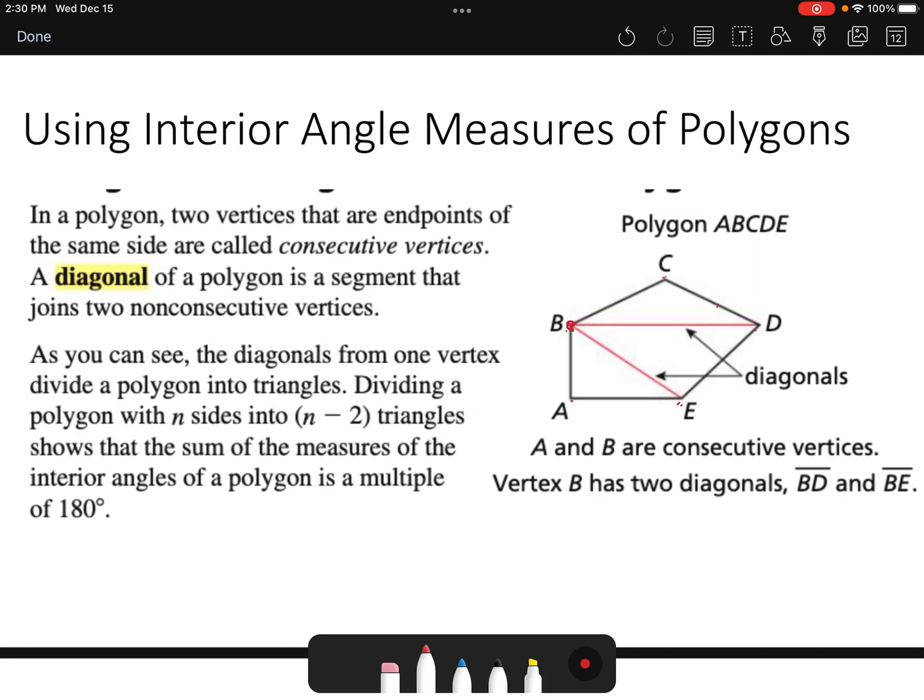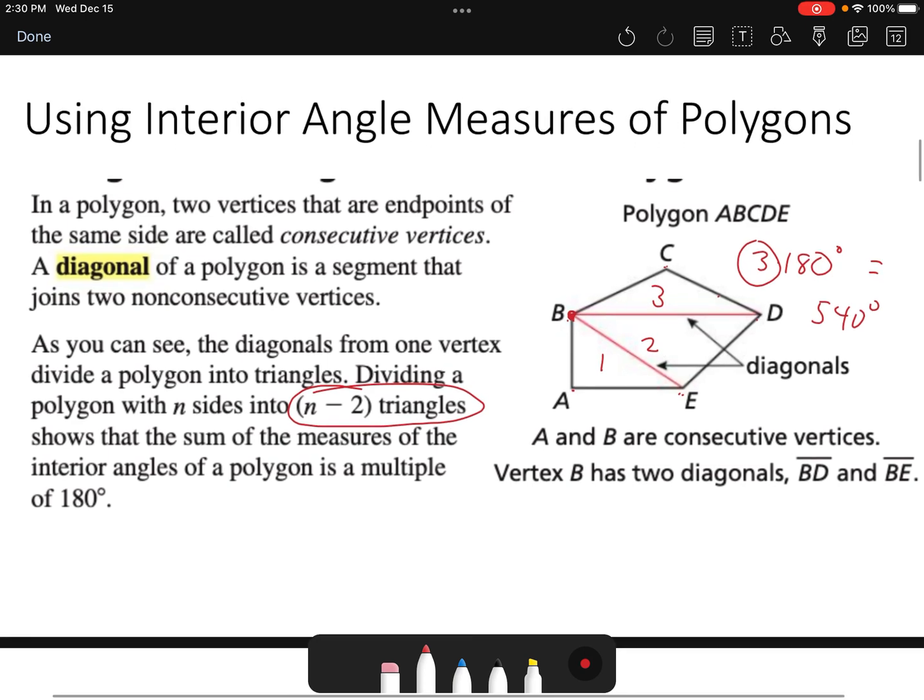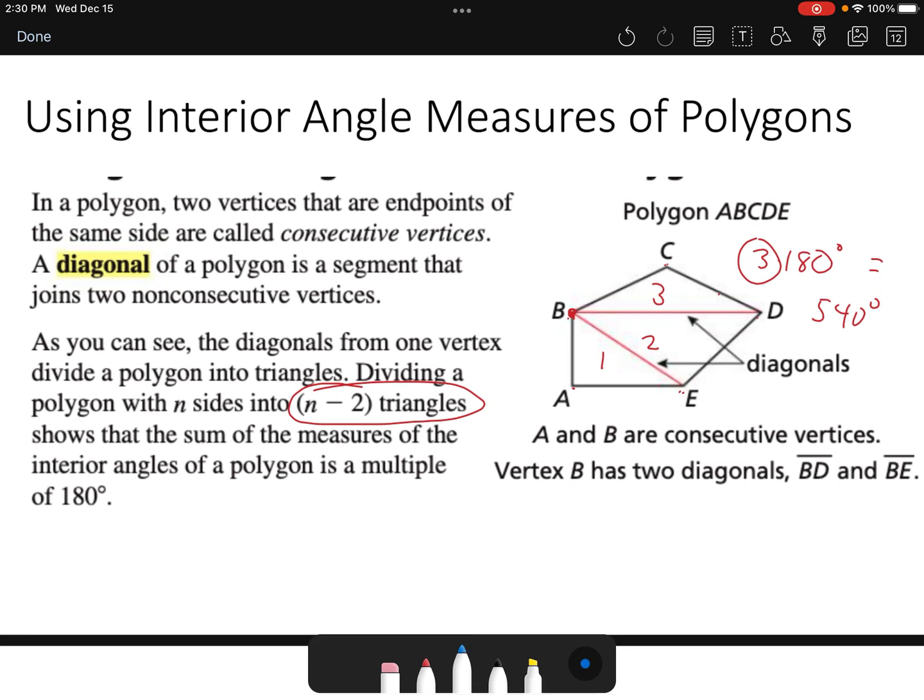But notice, by drawing the diagonals from one vertex, we end up with 3 triangles. 1, 2, 3. Well, that should clue us in then what the degree measurement is of a pentagon. Since you have 3 triangles, 3 times 180 is 540. That is true for all convex pentagons. And where does the 3 come from? Every time we do it, it's going to divide it into n minus 2 triangles. And a triangle is 180 degrees.